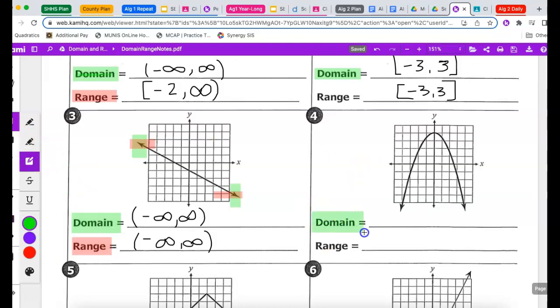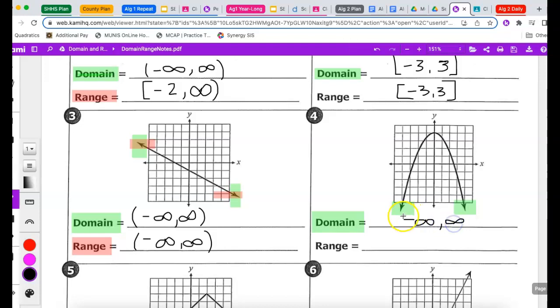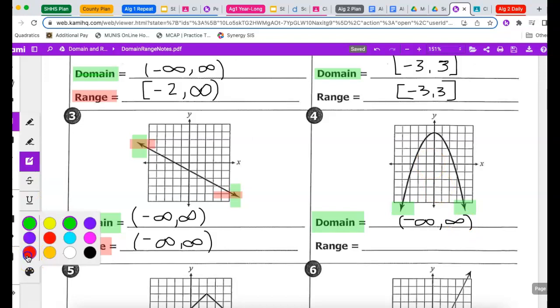We'll do the domain of this one. So we go from left to right. Here's the left farthest point, the right farthest point. Both end up being on arrows. So the left arrow is -infinity, the right arrow is positive infinity. It goes to the left and to the right forever and doesn't stop. That's why we use infinity.